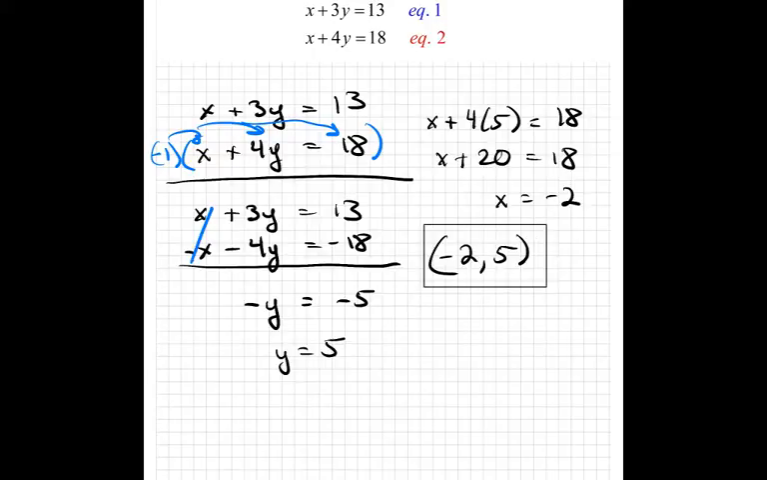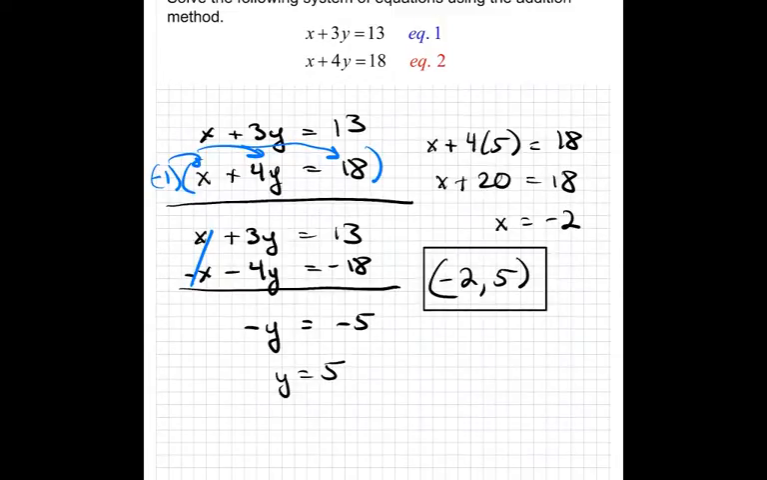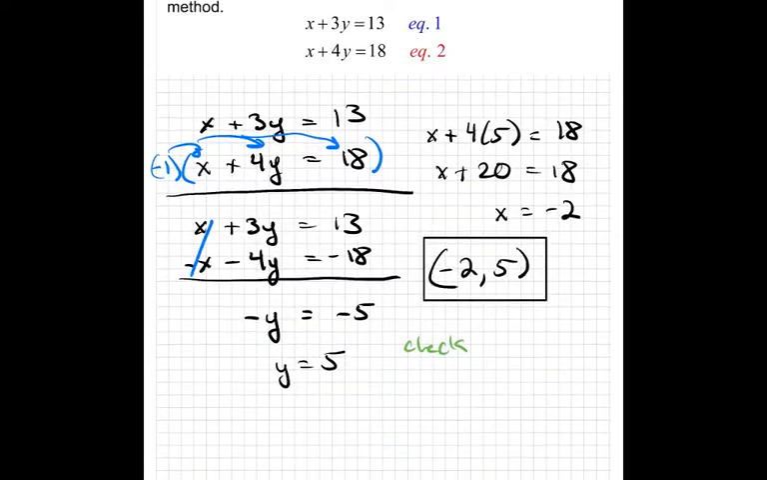Okay, let's see. So let's do a quick check. So if x is negative 2 and y is 5, then is it the case that negative 2 plus 3 times 5 equals 13? Negative 2 plus, what is that, 15? Does that equal 13? 13 indeed equals 13. So that checks out. We need to check the other one as well.